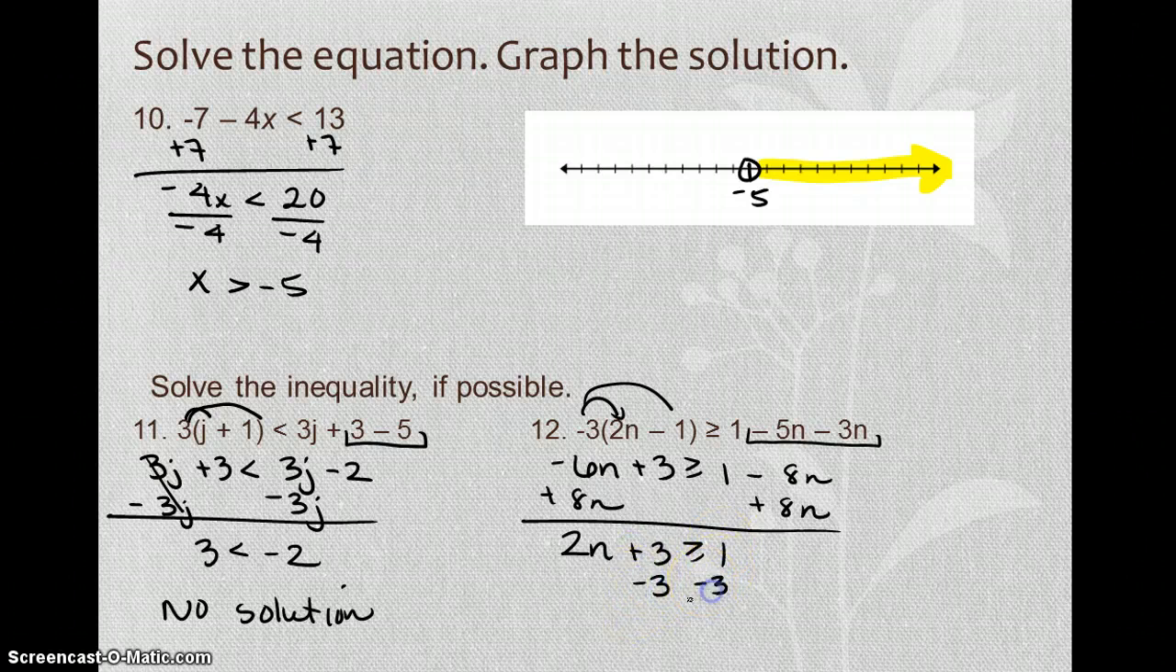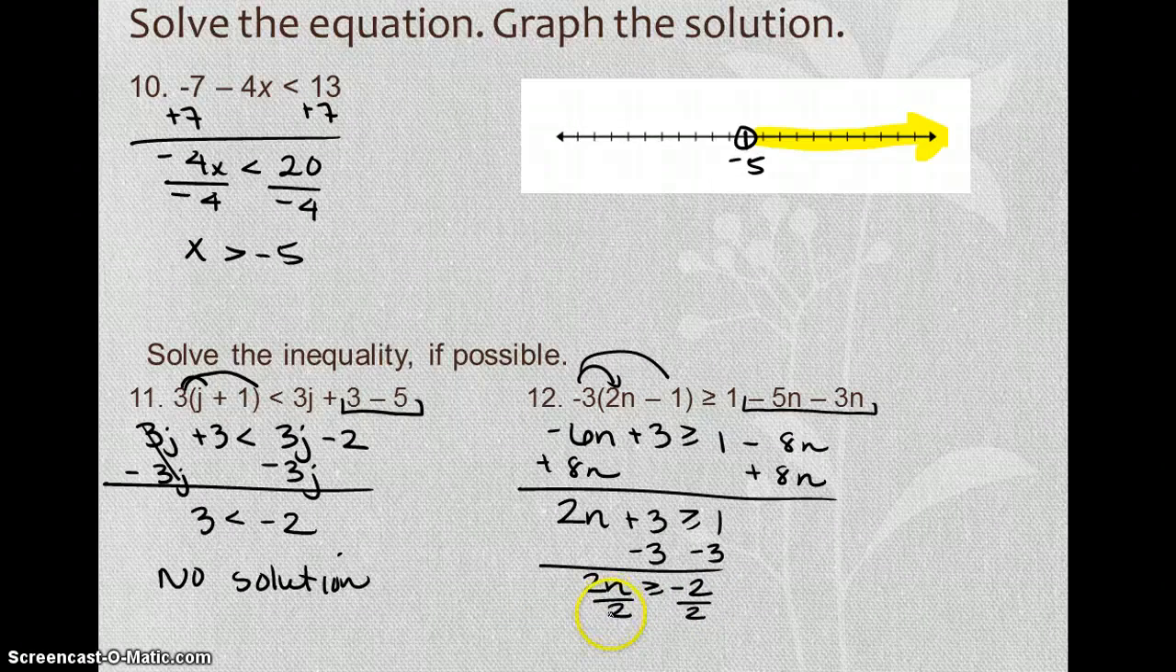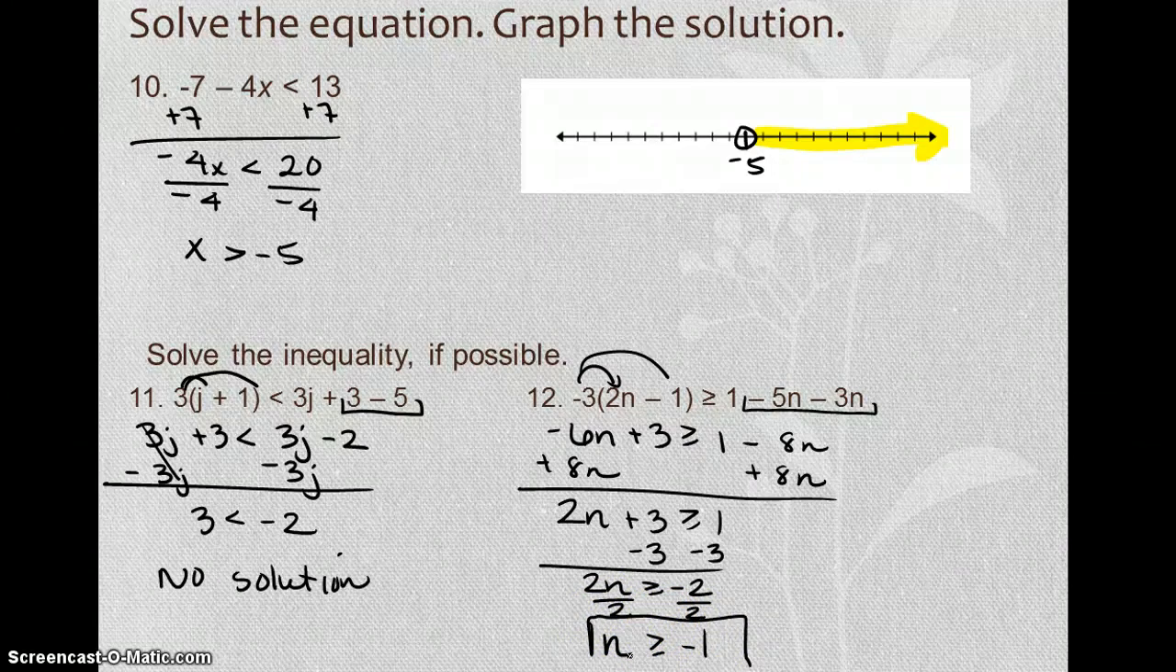Subtracting 3 on both sides, I get 2n is greater than or equal to -2. Divide by 2 and divide by 2. And I get n is greater than or equal to -1. Notice for this one, I didn't switch my arrow. And I didn't switch my arrow because I didn't divide by a negative number or multiply by a negative number. Okay, keeping it moving.